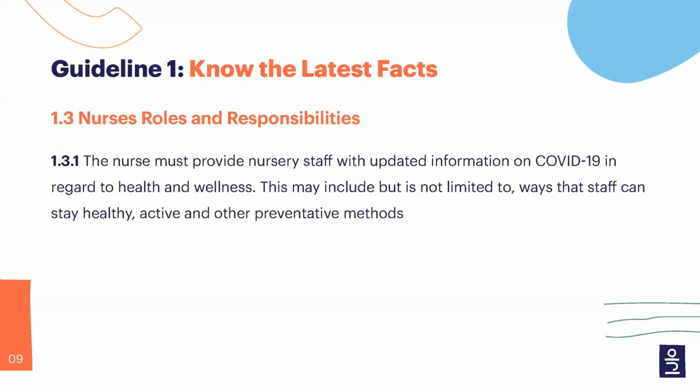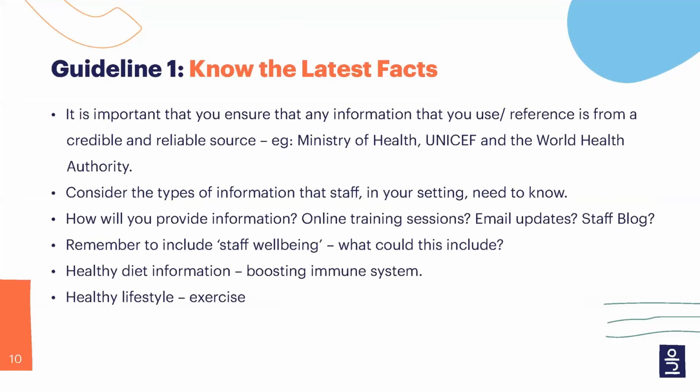The guideline number 1, if we get started, says that it's important that you know the latest facts. So this is the latest information that's coming out about COVID-19 with regards to health and wellness, and that you're going to good sources of information for those facts. When we talk about good sources of information, we're talking about the Ministry of Health, UNICEF, the World Health Authority. We're talking about DHA, HARD. So those are good sources of credible and reliable information.